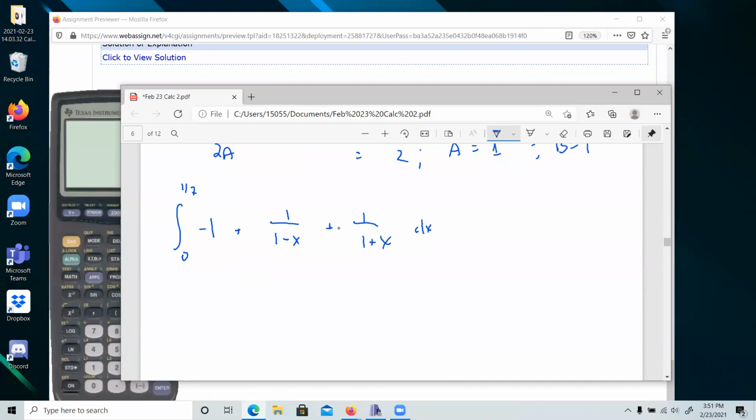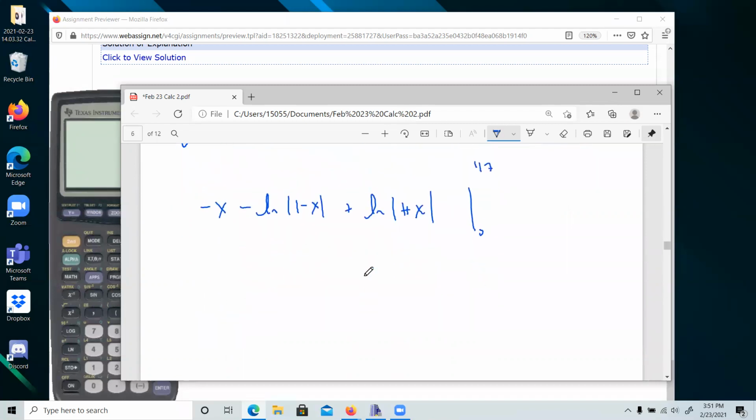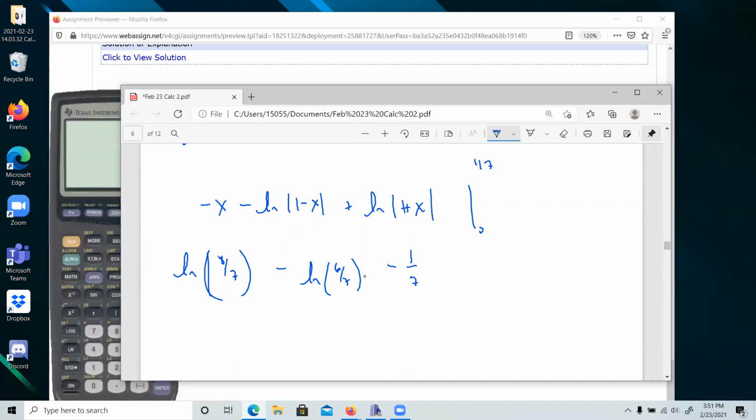When I do my little u substitution here, we're going to get negative x minus a natural log of 1 minus x. Okay, because there's a du that's negative, that's why we're going to get a negative here, plus natural log of 1 plus x. Okay, all going from 0 to 1/7. So what are we going to have here? We're going to have natural log of 1 plus a 7th is 8/7. We can just use that. Minus 1 minus a 7th, it's going to be 6/7, right? Minus a 7th. When I plug 0 in here, right, we get 0, natural log of 1 plus the natural log of 1, 0.